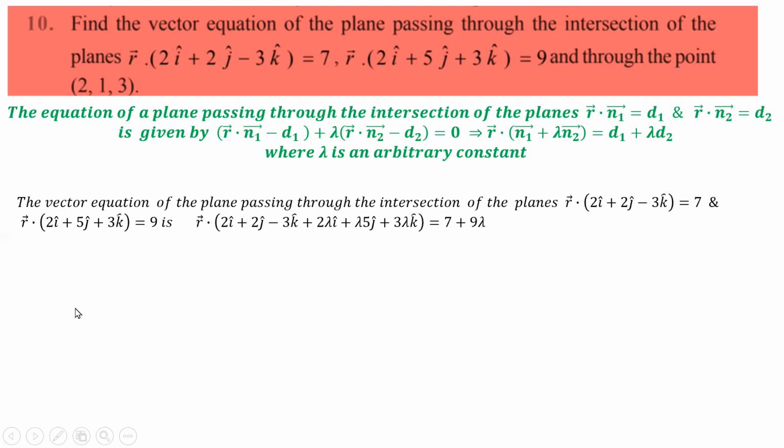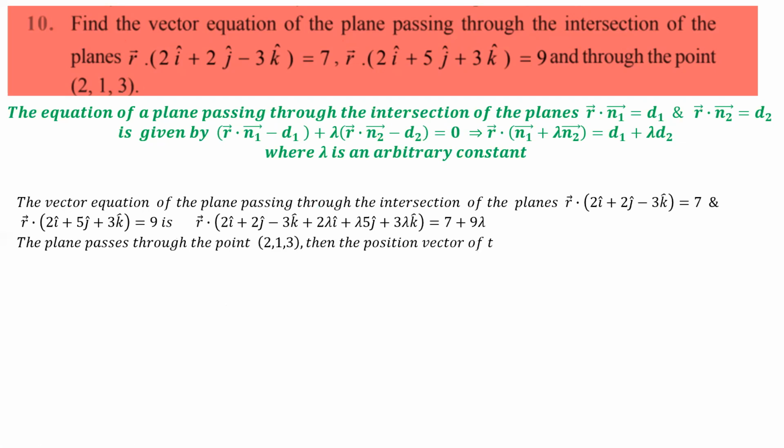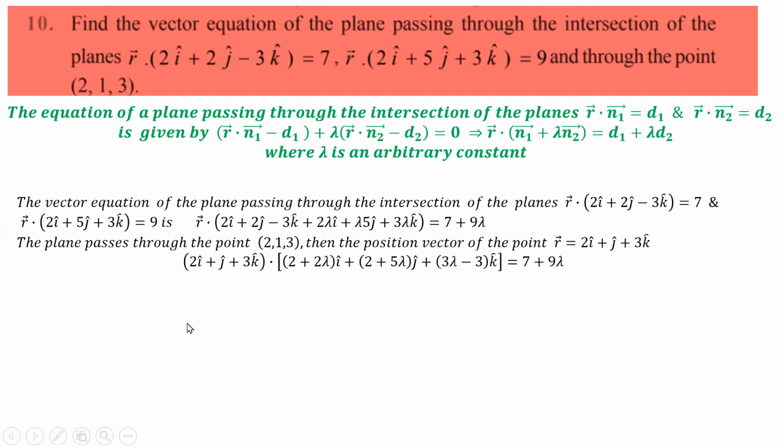Okay. Now, for any point whose coordinates are 2, 1, 3, we can write down this vector r as 2i cap plus j cap plus 3k cap, and simply put the value of r into the equation and just find the dot product. So if you find the dot product and then simplify it, you find the value of lambda.